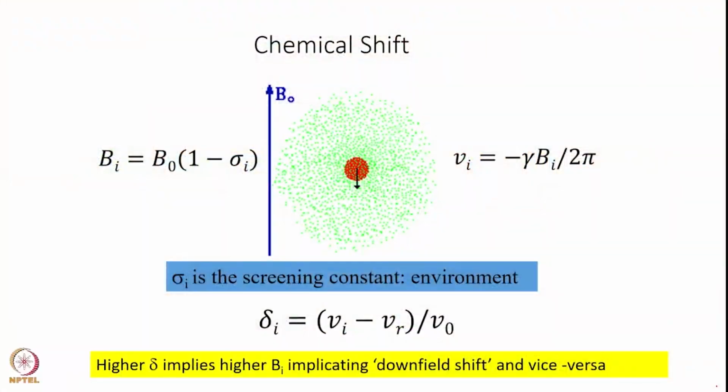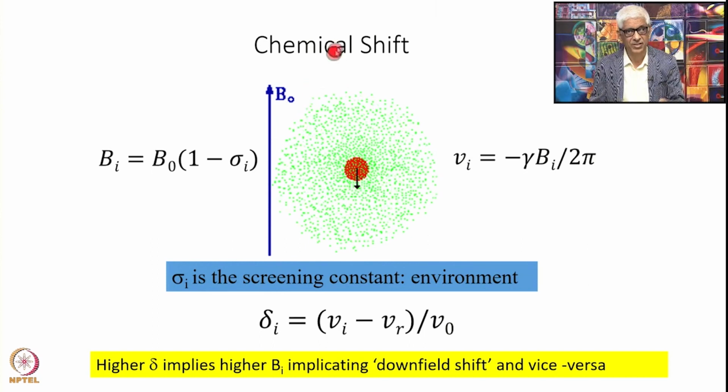We were discussing the chemical shifts, and this is just a quick recap of what we did last time. We have a nucleus here and an electron cloud around it, indicated by the green dots, and an applied magnetic field B0. In the previous class I might have said it as H0, but it does not matter, it is B0 here.